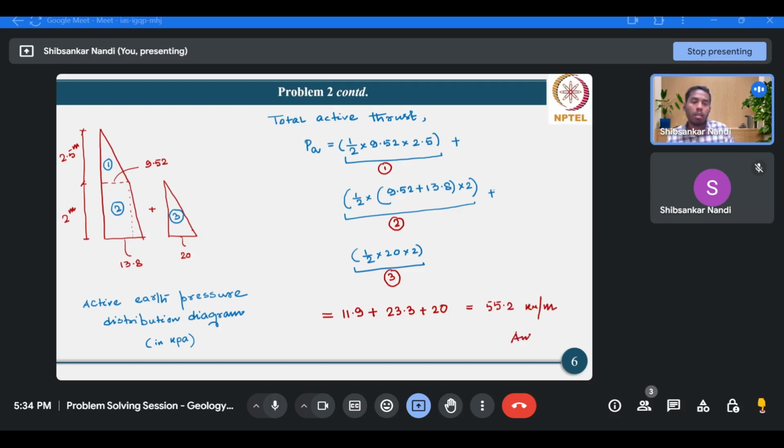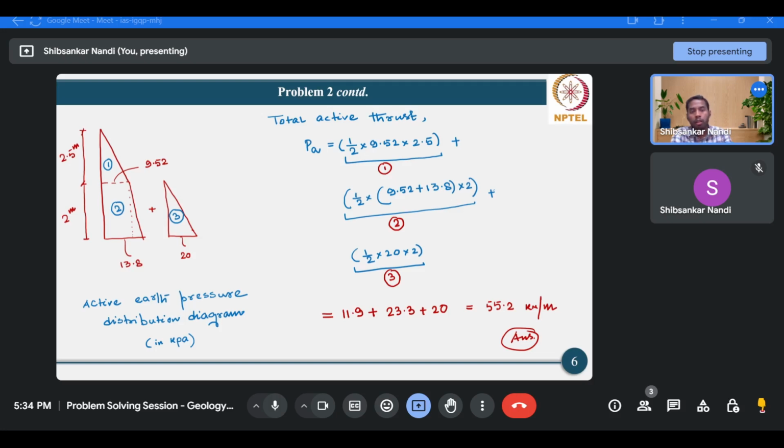Okay, so therefore to obtain the resultant active thrust on the wall, it's very important to have knowledge about the active earth pressure distribution diagram for the wall. If we know the diagram, we can easily calculate the total active thrust by splitting the distribution into regular geometries, taking the area of them, and finally taking the summation of all those areas, which will give you the total active thrust behind the wall.